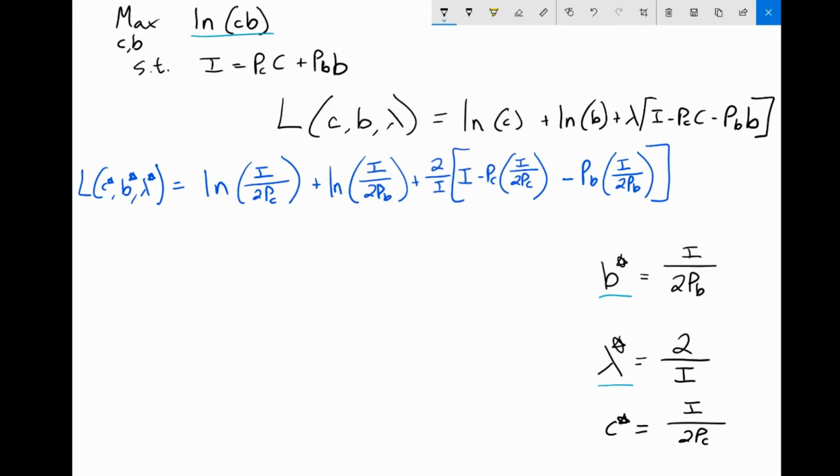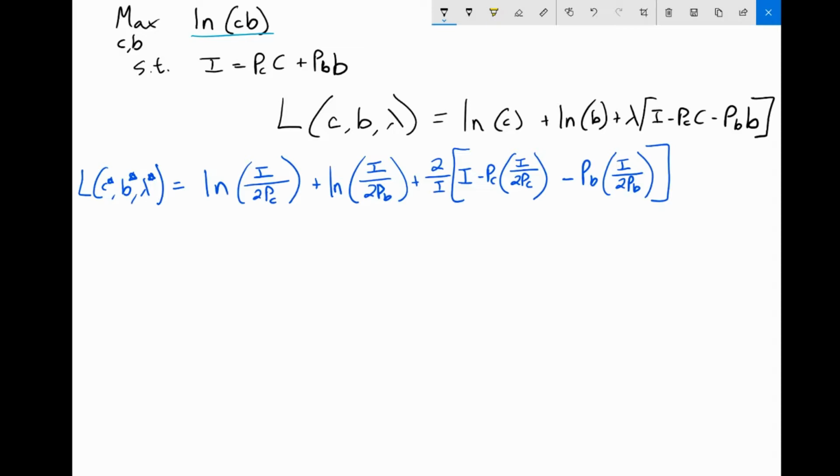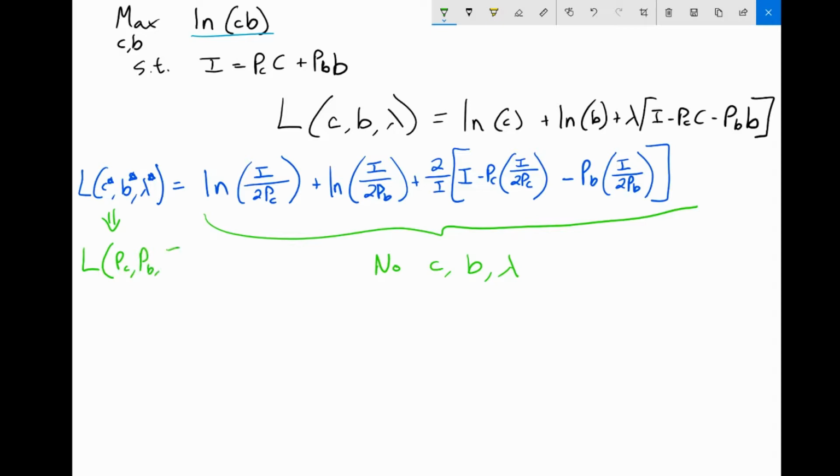Now, one thing that you're going to notice when you look at this function, if you look at this whole thing, is that there's no c, no b, and no lambda, right? So this thing is only a function of the parameters. So that means I can rewrite this as L of pc, pb, and I. It's only a function of the parameters. It is not a function of the variables.